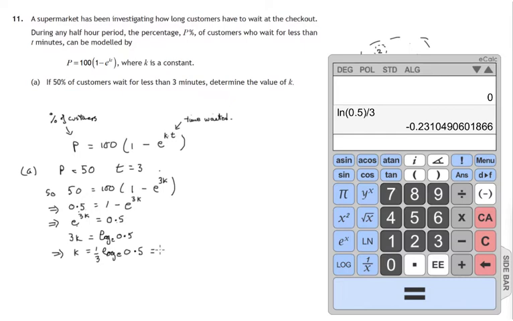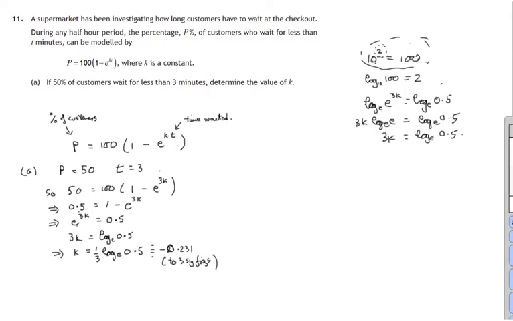And there's our answer, negative 0.231. And I'm going to round it off to 3 significant figures. Remember, the 0 at the front's not significant. So it's approximately negative 0.231, and that's to 3 significant figures. So there's part A successfully conquered. Let's go on and have a look at part B.